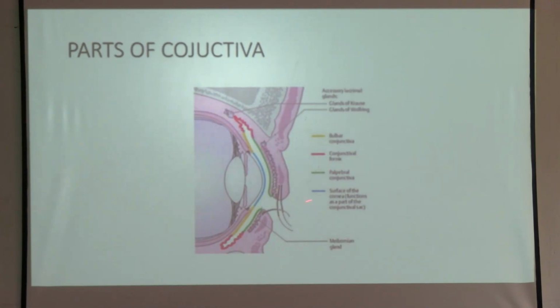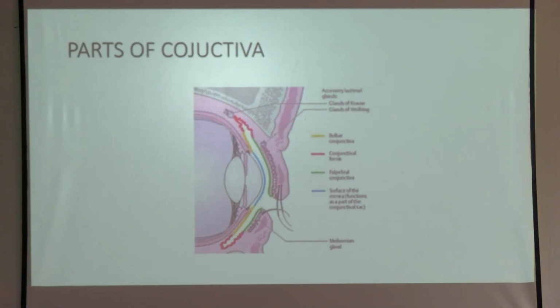And bulbar conjunctiva. Bulbar conjunctiva covers the anterior surface of the eyeball. This yellow line is from here to here, and here from here to here. And this wavy line is the fornix. There are four fornices: superior fornix, inferior fornix, medial fornix and lateral fornix.